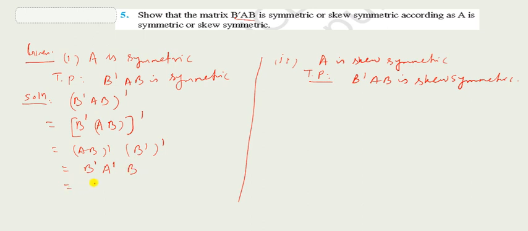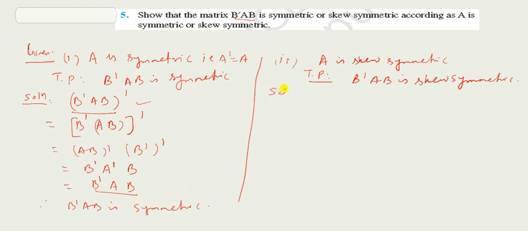But A is symmetric, therefore I can write this one as B dash A into B. If A is symmetric, I can write A dash is also equal to A. Now look at this. I am taking the transpose of this matrix and I am getting the same matrix back. Therefore, B dash AB is symmetric. I think it is clear to you. If I transpose the matrix and I get the same matrix, then this is called symmetric matrix.